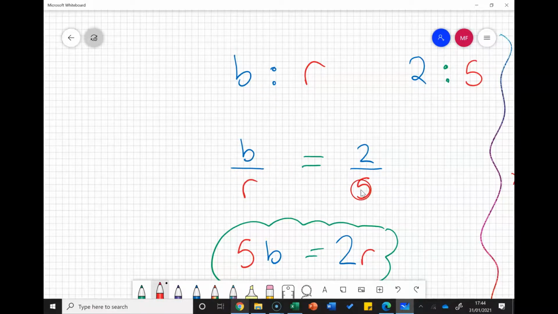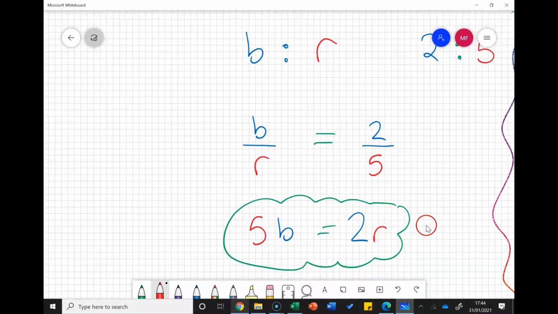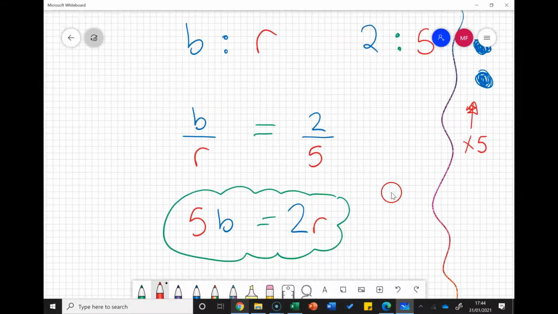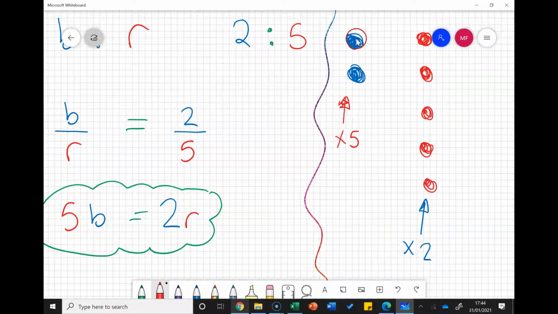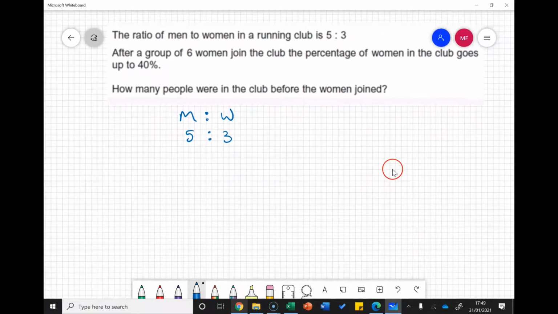Times both sides by 5, that disappears, which means you get a 5 here. Times both sides by red, the red would disappear, and you get a red here. So now we have a connection that 5 times the blue counters is the same as 2 times the red counters. Let's see it as a picture. So we had a ratio of 2 to 5, there we go, 2 to 5. If I times that by 5, which is what we said down here, and times this by 2, they are equal to each other because here I would have 10 counters and here I would also have 10 counters.